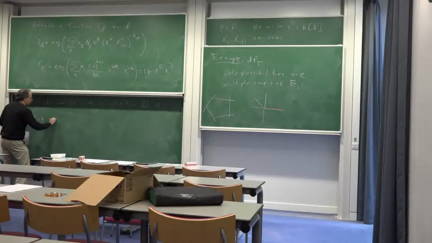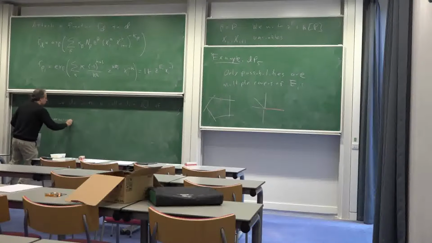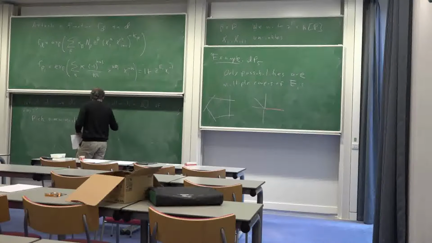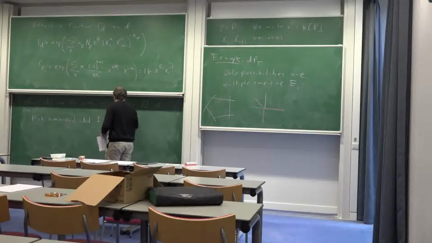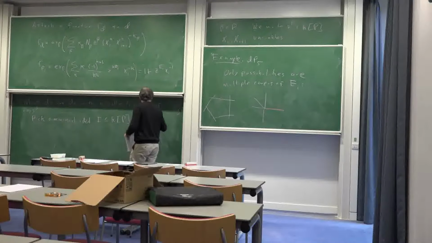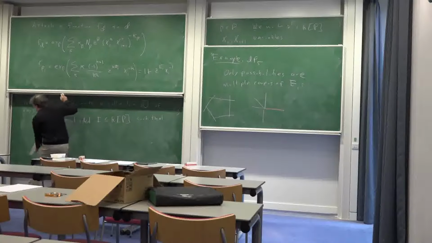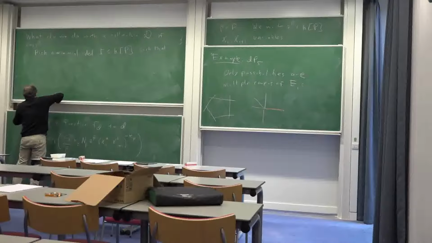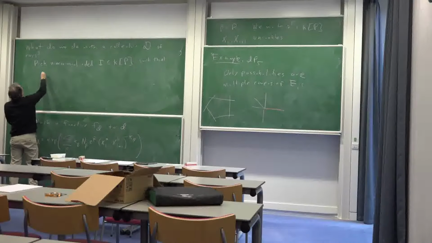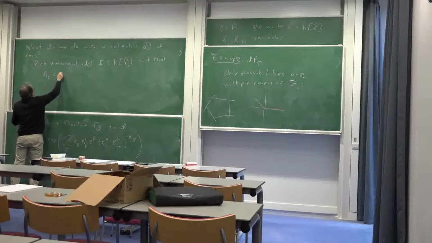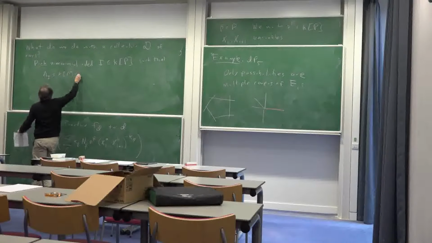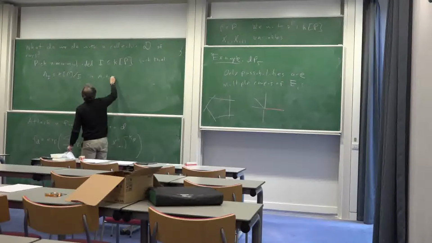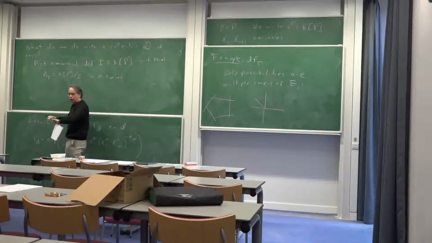Okay, well, let's pick an ideal, pick a monomial ideal I containing K bracket T, such that the quotient ring A_I, which is K bracket P modulo I, is Artinian. So it's just a little infinitesimal thickening of a point.